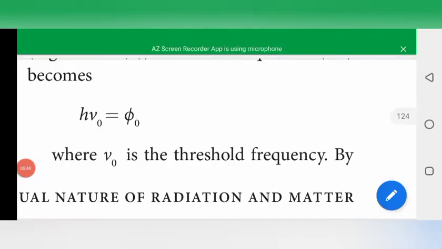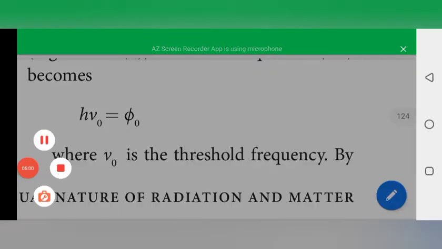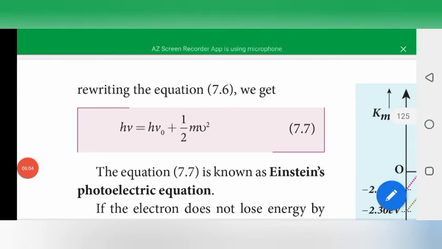You know that h nu naught is equal to phi naught. Here nu naught is the threshold frequency, that is, the minimum frequency at which the electrons can be ejected. So h nu naught is equal to phi naught. Substituting this value in the above equation, we get h nu is equal to h nu naught plus half m v square. This is Einstein's photoelectric equation.